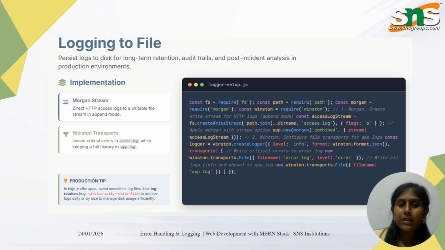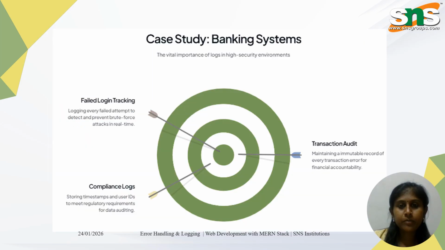Logging levels help categorize the logs. Dot error is for critical issues, for example severe ones such as a server crash. Dot warn is for unusual behavior. Dot info is for general application flow. Debug is for detailed developer logs. In production, we usually disable debug logs to improve performance.